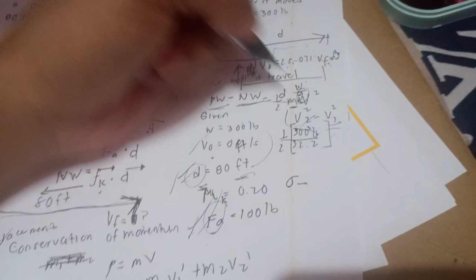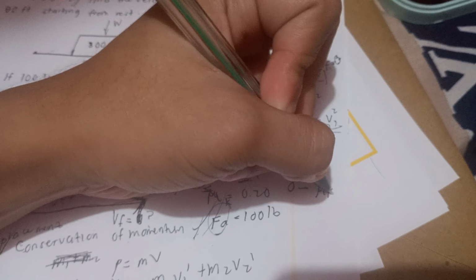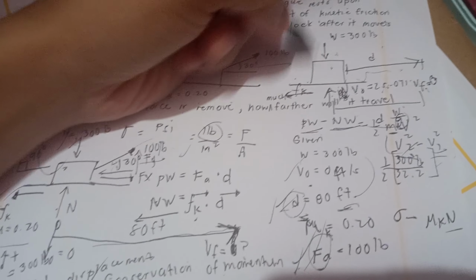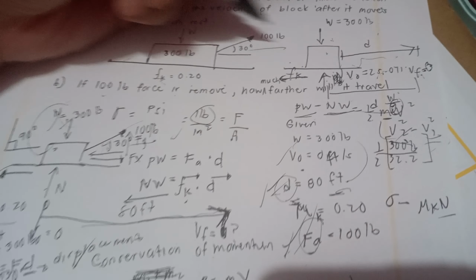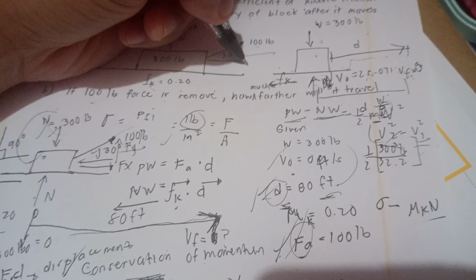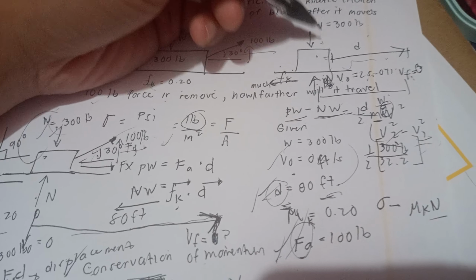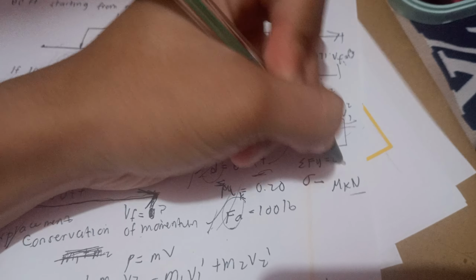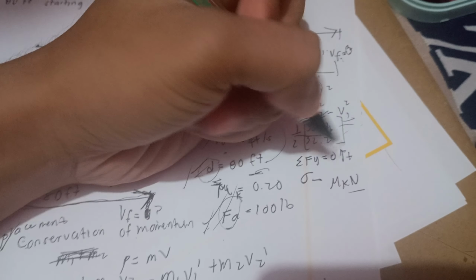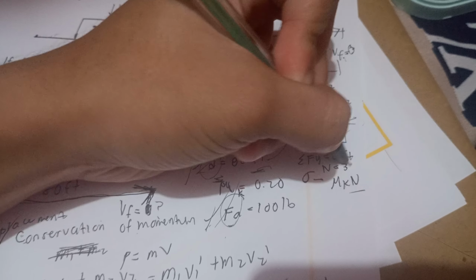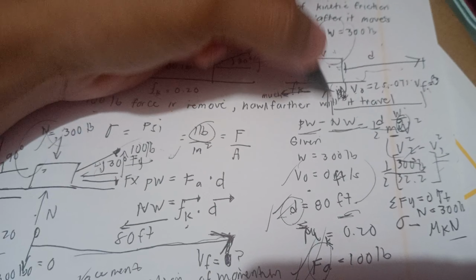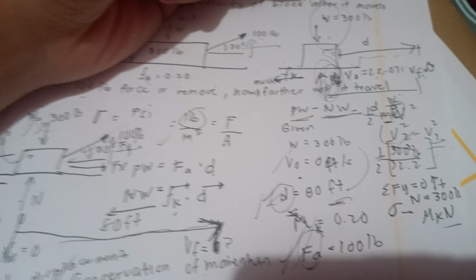So, balik na tayo dyan. Ano yung friction? That's mu sub k times N. So, paano makuha yung N dito? Iba na kasi yung N dito, kasi dito may upward pa, dito wala na. So, we can say through summation of forces in y, upward positive, ang N is equal na lang sa 300 pounds, kasi yun na lang yung equal ng N.